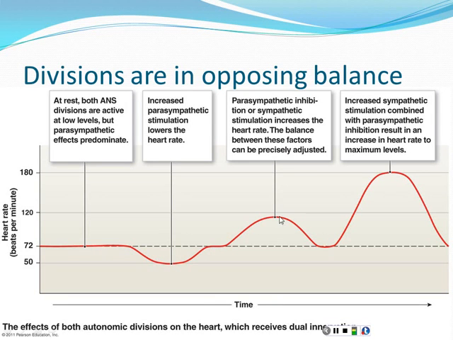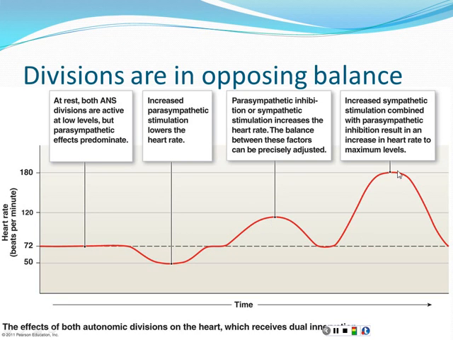Now here, we can get this effect, an increase from 72 to 100. This could be either the parasympathetic innervation went down or the sympathetic stimulation went up. So either thing is going to look the same way. Because if the sympathetic division increases its stimulation, that's going to cause the heart rate to increase. But if the parasympathetic decreases its stimulation, we're going to get the same thing.